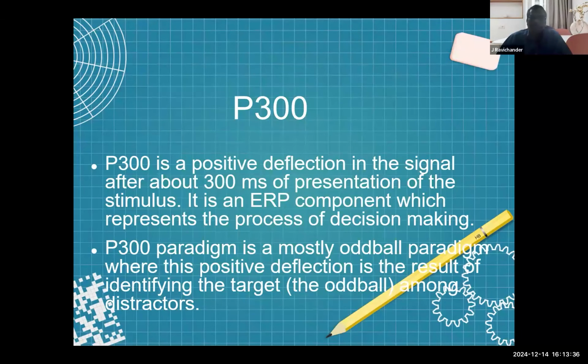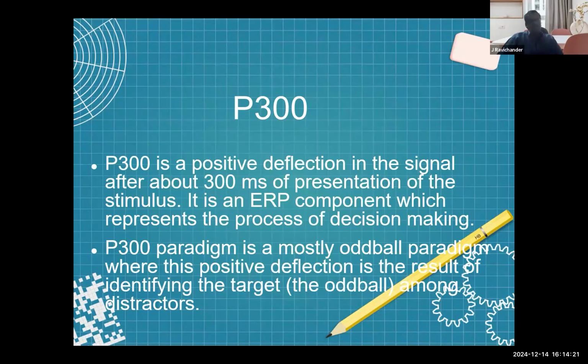Next, another type of paradigm is the P300 paradigm. So what is the P300 paradigm? This is also called the oddball paradigm. It is a positive deflection in the signal after about 300 milliseconds of the presentation of the stimulus. P300 means a deflection after 300 milliseconds, which is positive. P indicates positive, and there is another type also. N means negative, P means positive.